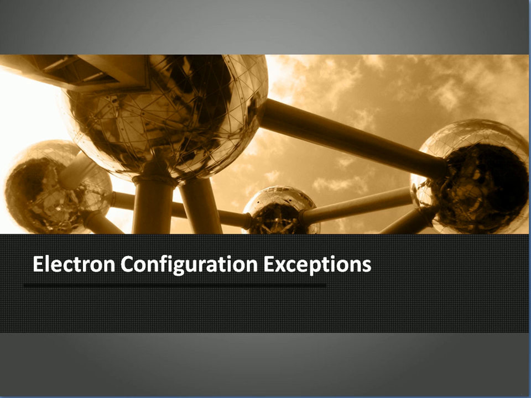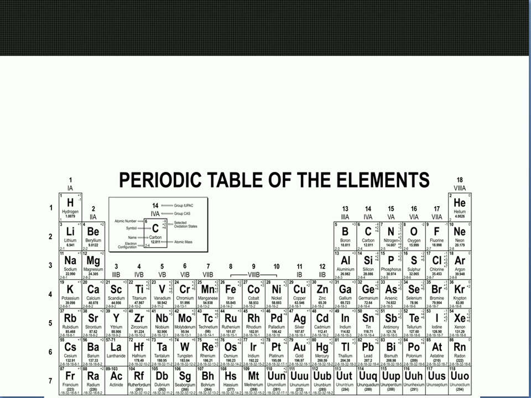Okay, this is going to be a vodcast on some exceptions to electron configurations for certain elements. There's a few elements that don't follow the electron configuration that was taught initially. For me, I first teach them all how to use them, and then go back and teach the exceptions. So there's a few that don't follow it.